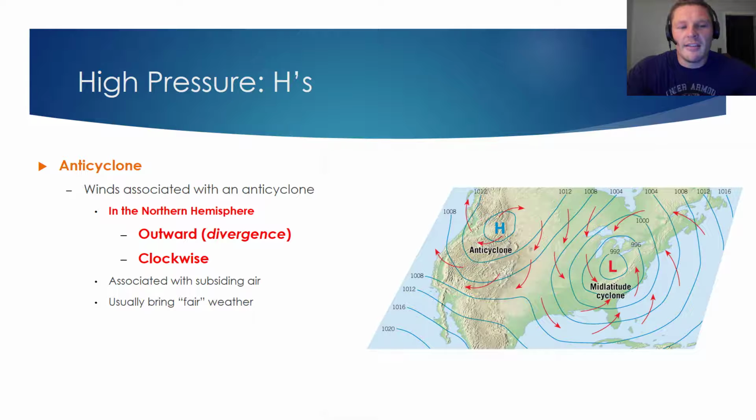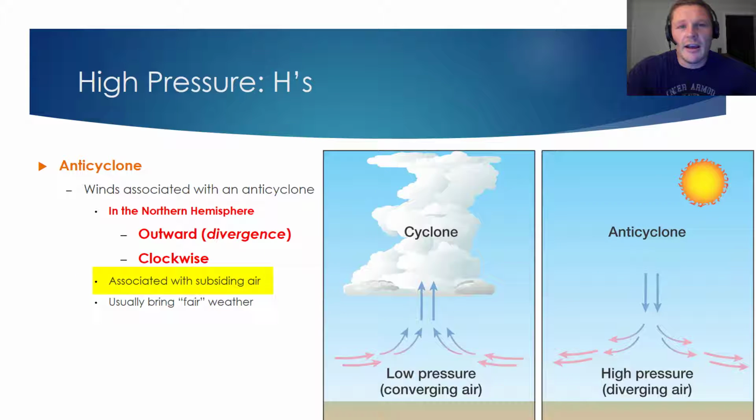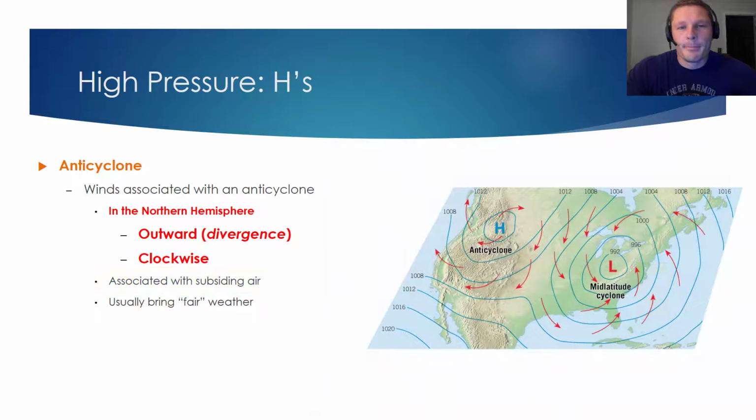One other thing to note about anticyclones is they're associated with subsiding air. With cyclones, we had converging winds, and convergence is one of the mechanisms that helps force air aloft. But anticyclones are quite the opposite. They're associated with air actually subsiding. And on the next slide, I'm going to overview just what I mean by that.